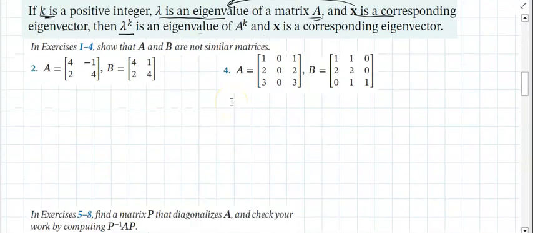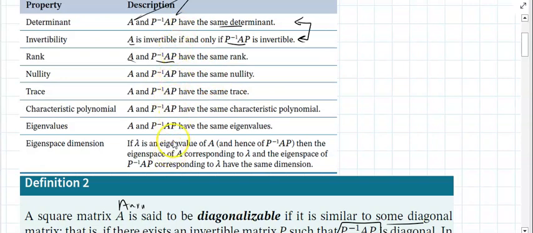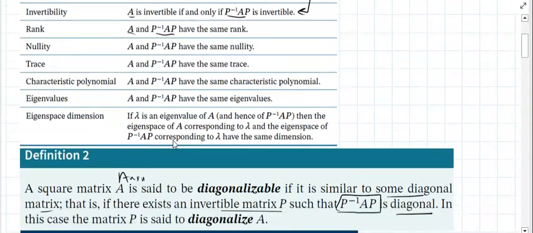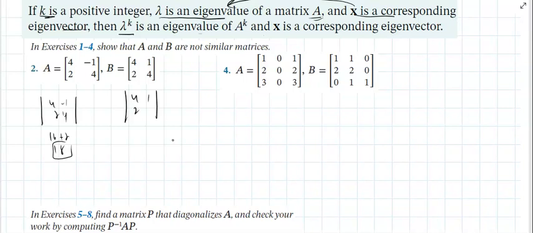In those first two problems, they say, show that A and B are not similar. Well, for them to be similar, you have all of these things to check. Any one of them that doesn't work, you're done. I'll go for the first. I'll find the determinant of A. That is 16 plus 2, which is 18. And I'll take the determinant of B. That is 16 minus 2, which is 14. Since those are not equal, those are not similar.